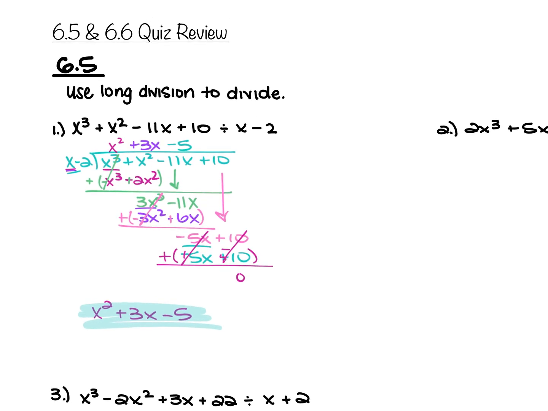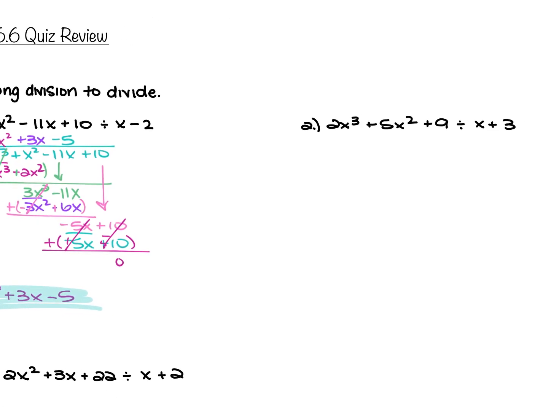For number 2, we have 2x cubed plus 5x squared plus 9 divided by x plus 3. If you look here, you need to make sure that all of your powers from highest to lowest are represented. You start with the x cubed. You have an x squared, however, you're missing an x. So you're going to have to add in a 0x in between the 5x squared and the 9. So you're going to put that x plus 3 on the outside. On the inside, you're going to have the 2x cubed plus 5x squared plus 0x plus 9.